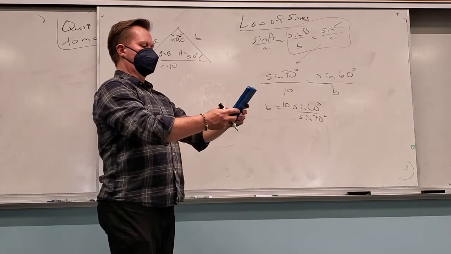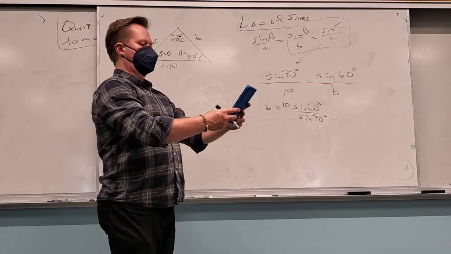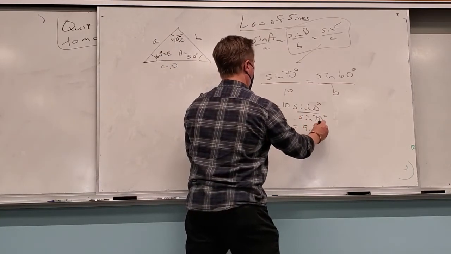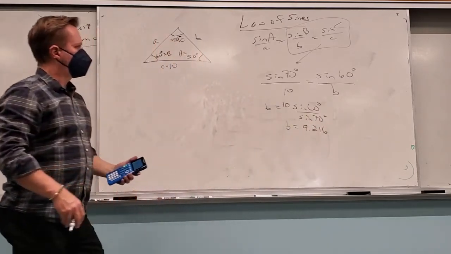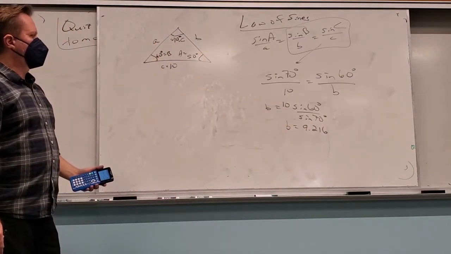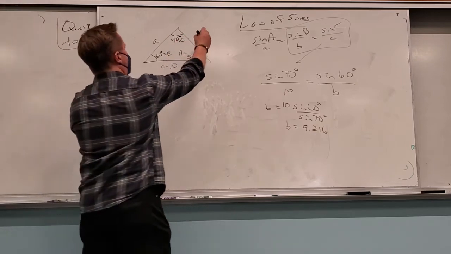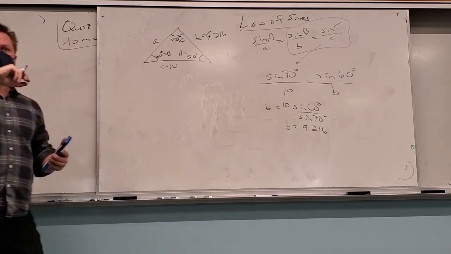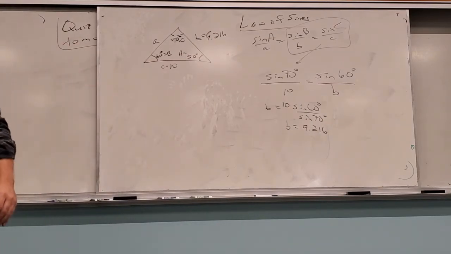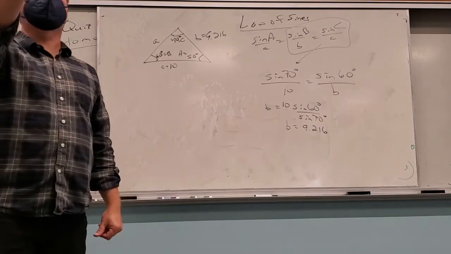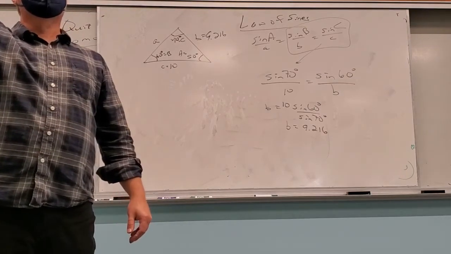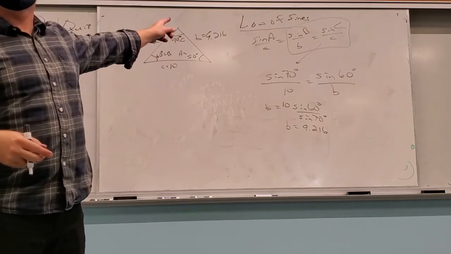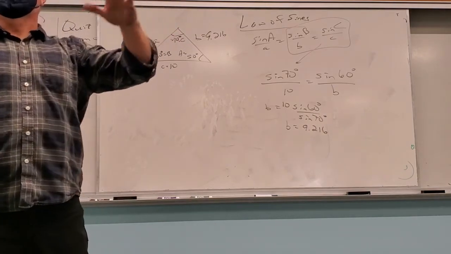So what do you guys get for this? Yeah, 9.216? Yeah. I like it. So then, can I use Pythagorean theorem to get A? Maybe. No, do better than that. When can I use Pythagorean theorem? What kind of triangle does it work on? A right triangle. Do I have a right triangle? No. So can I use Pythagorean theorem? No. What do I do then?